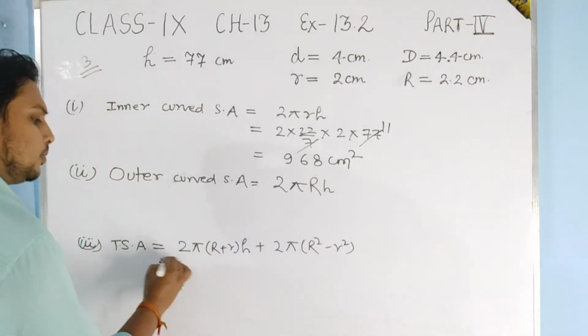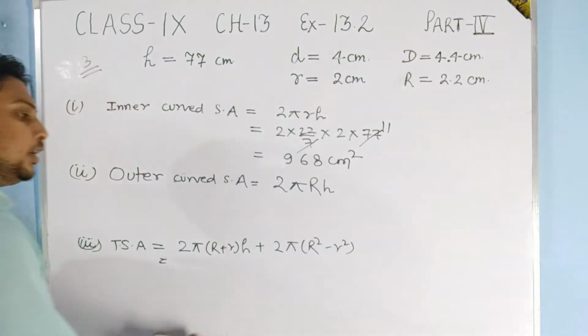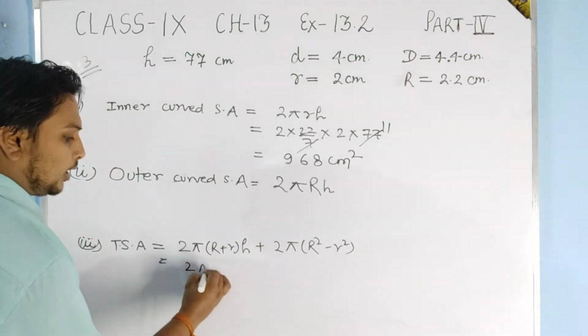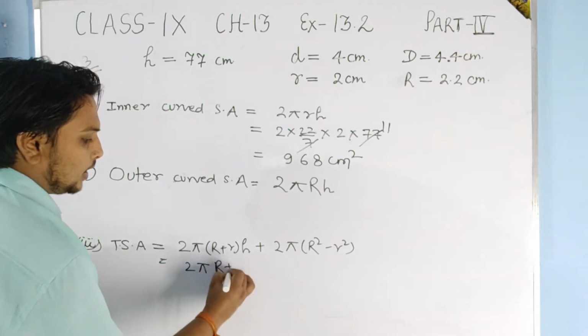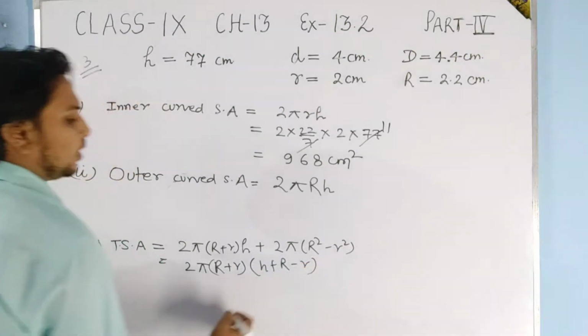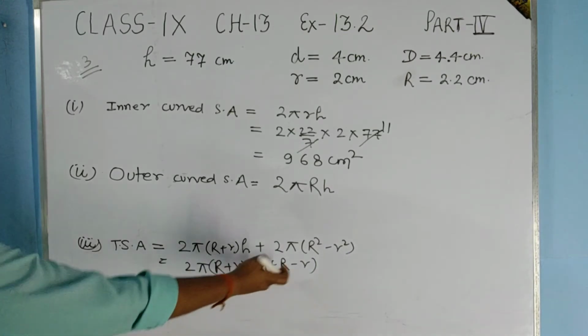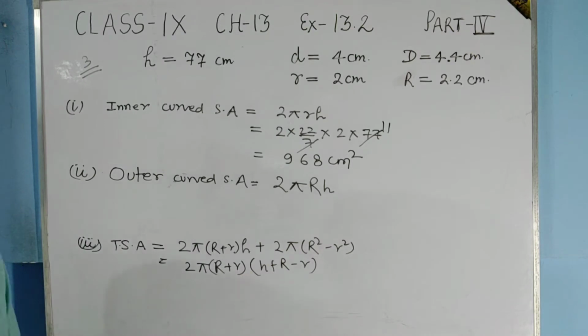Just apply this formula. It is the curved surface area and it is the area of the top and area of the bottom. We can take common 2 pi, r plus R. So what is left? h plus R minus r. Okay, this formula I have told you of hollow cylinder, means total surface area of the hollow cylinder. So here you have to put all the values, then you will get the result.